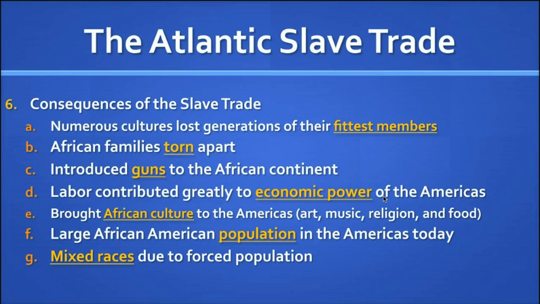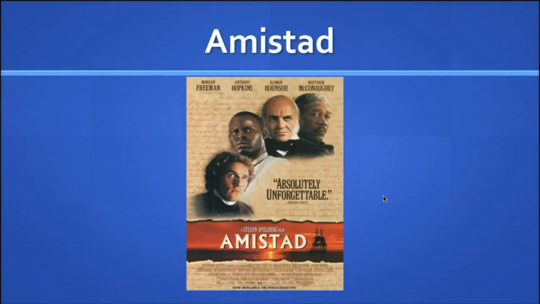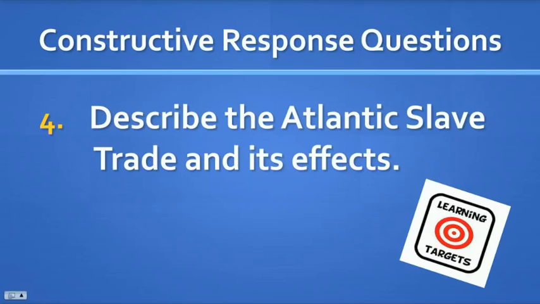Just like we saw mestizo, we saw Spanish population mixing with native population. Of course, you're going to have white population mixing with black population. So we do have mixed races due to forced population here on the continent. And that's going to bring us to Amistad. In my classes, this is where we always go with this. We're going to watch Amistad, which is a very, very famous true story about a rebellion aboard a slave ship called La Amistad and the events that happened afterwards. So we're going to take a look at that next in my class.